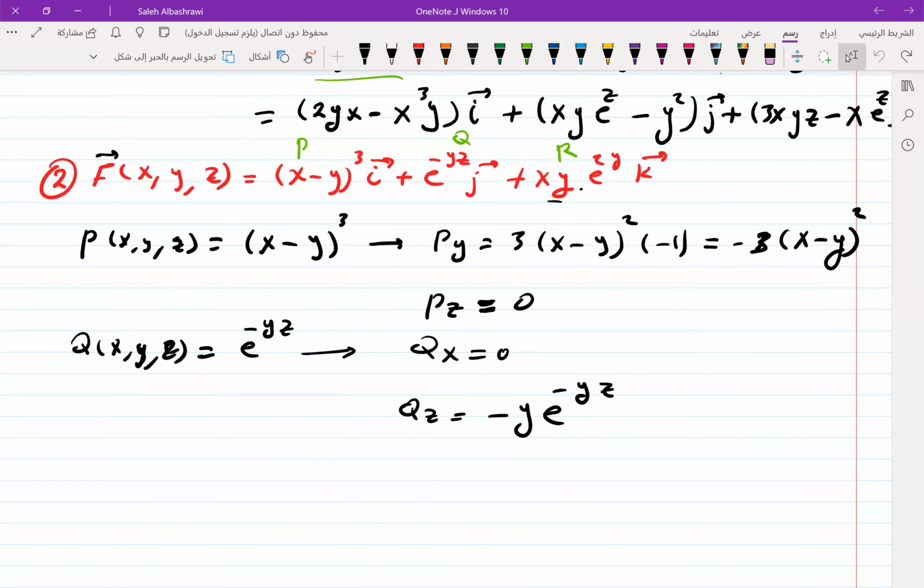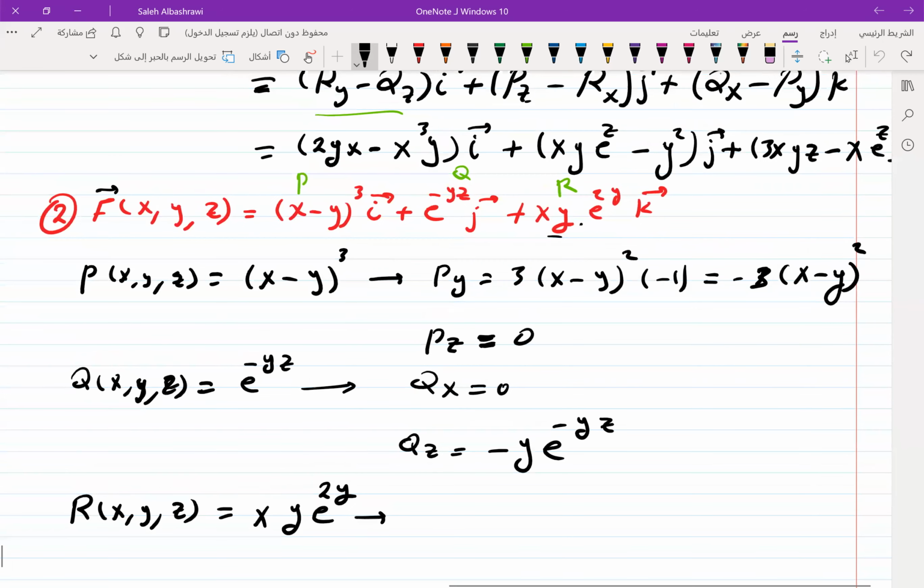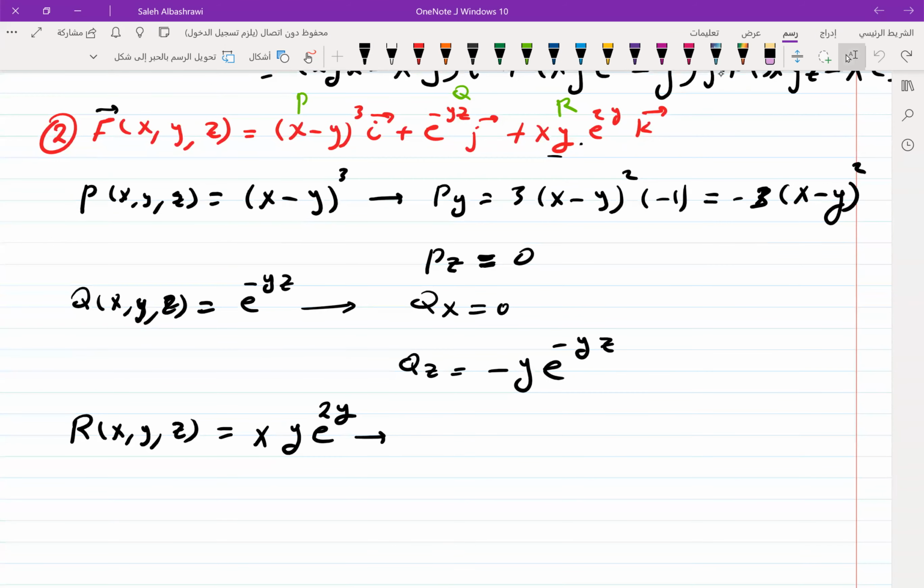Third one, r of x, y, z is equal to the third one, which is x y e to power 2y. Now for this one, I need to find r sub y and r sub x. So the partial derivative with respect to x, let's start with x first, is equal to y e to power 2y.